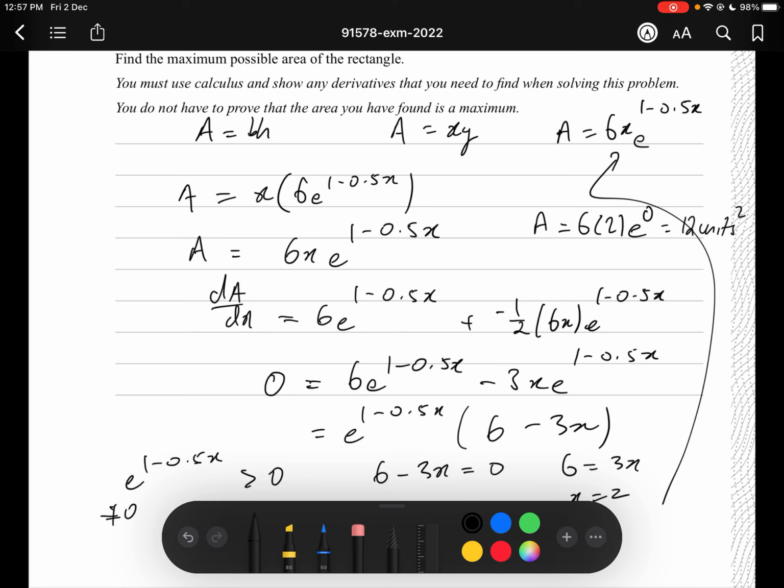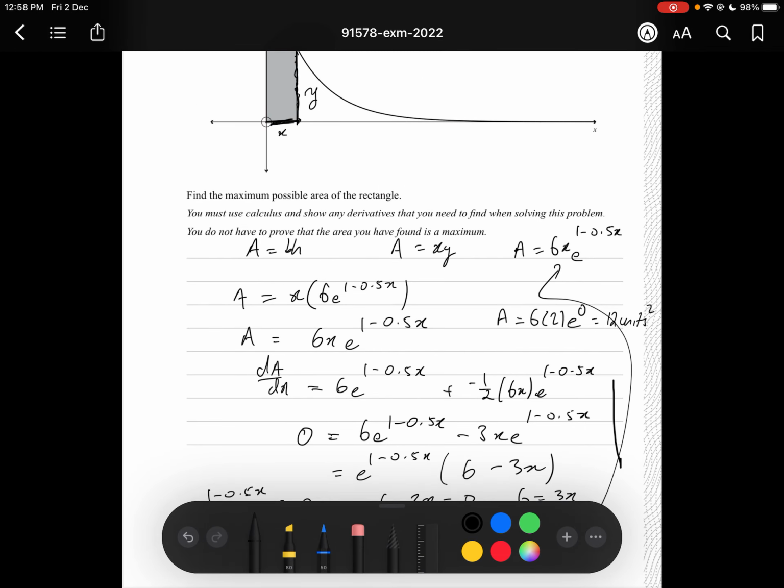It says that you do not need to prove that the area you found is the maximum. However, if you wanted to prove that the area is a maximum, you would simply find the second derivative of the area with respect to x. So for the second derivative, you would plug in the value of x equals 2. If the value is greater than 0, then it's a minimum point. And if the value is less than 0, then it is a maximum point. So for this question, if you find the second derivative, you would be expecting the second derivative to be less than 0 in order to give you a maximum point. So we expect that the second derivative, when you plug in x equals 2, is less than 0, basically.